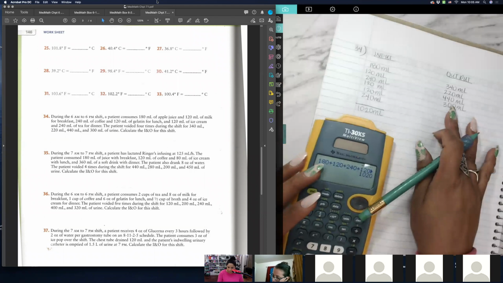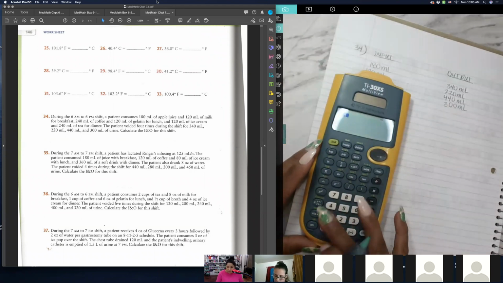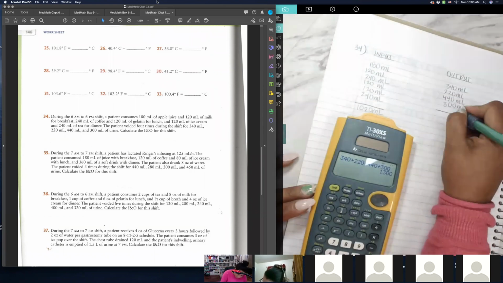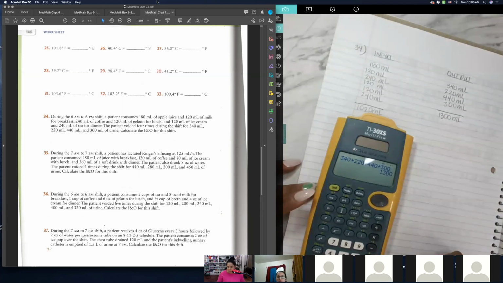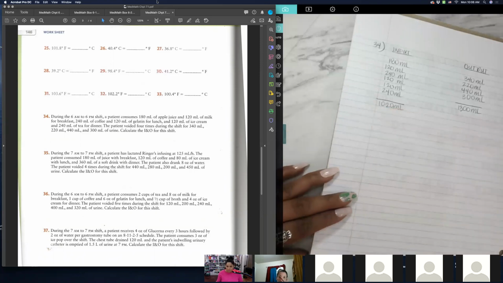And I do the same over here. They're all the same units, so I can just go ahead and add it all up. 340 plus 220 plus 440 plus 300. So my output is 1,300 milliliters. Okay, and that's it for this problem.